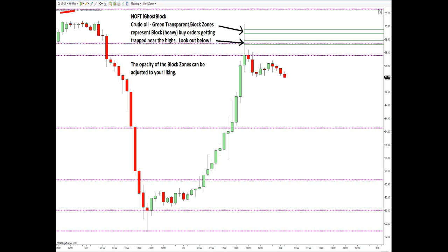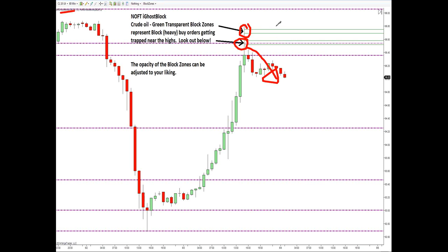Here's a 60-minute chart of crude oil, and these block zones, the heavy buy orders getting trapped near the highs. We get this rejection candle, and we got these block buyers up here. The poor guys, man. Those poor guys and gals are stuck up there. And what happens? Look out below.